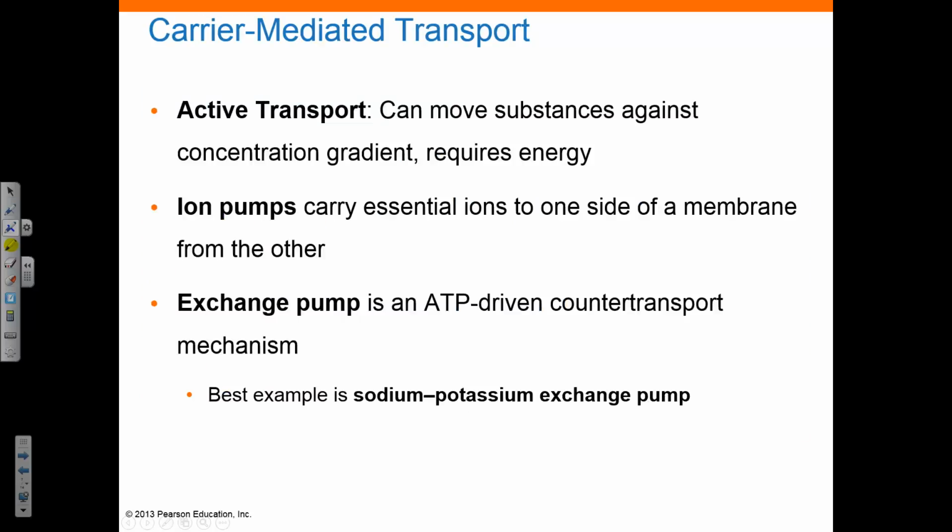Active transport, unlike passive transport, requires energy and is capable of moving substances against the concentration gradient, that is, from areas of lower concentration to areas of higher concentration. Ion pumps are found in all cells and carry essential ions to one side of a membrane from the other. Common ions that are transported by ion pumps include sodium ions, potassium ions, calcium ions, magnesium ions, as well as iodine ions, chloride ions, and iron ions in some cells.